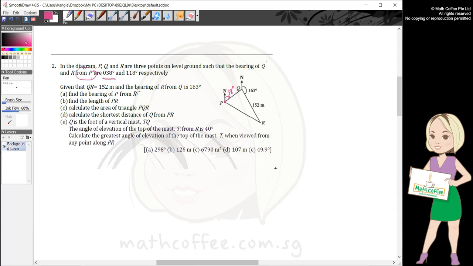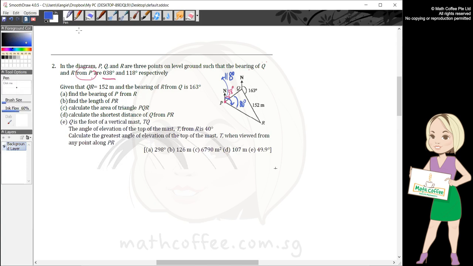Okay. Then after that, next is R. So that means the bearing of R from P. It's still from P, but this is the angle they talk about. So this is 118. So for this case, 118 minus 38 will give me 80. So I actually have this angle, which is 80 degrees. Okay, so now I already put in the diagram. The QR 152 put already, 163 also put already.